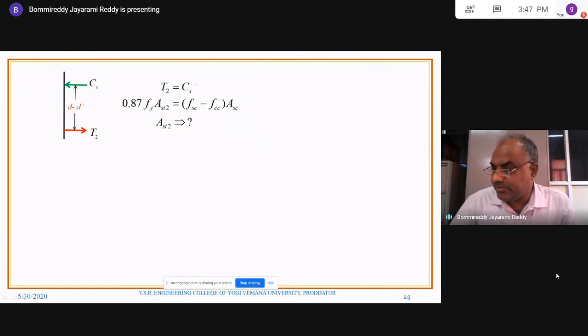You can look at T2 equal to CS. What is T2? 0.87 FY AST equal to CS. CS means FSC minus FCC times ASC. From this you can find out. So that means the area of the steel reinforcement AST1, AST2, ASC can be found using the simple relations given here.